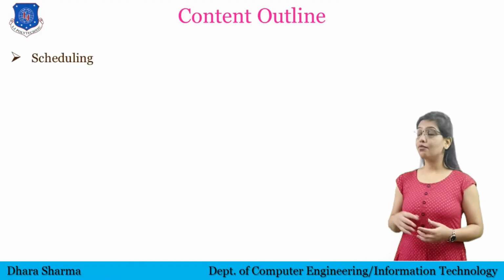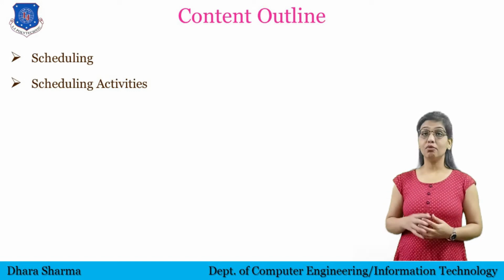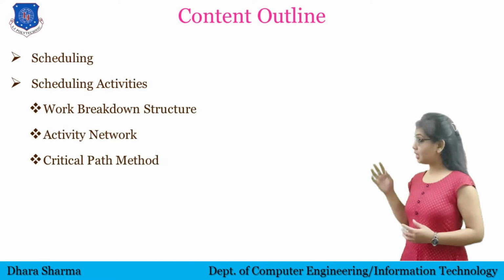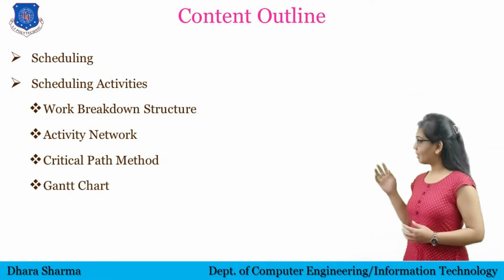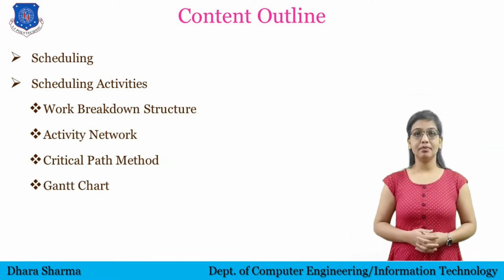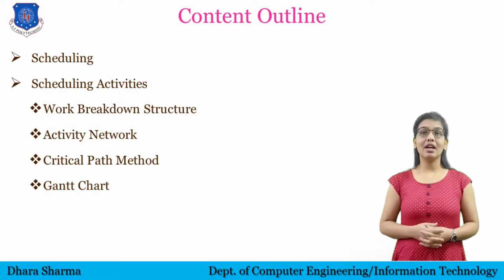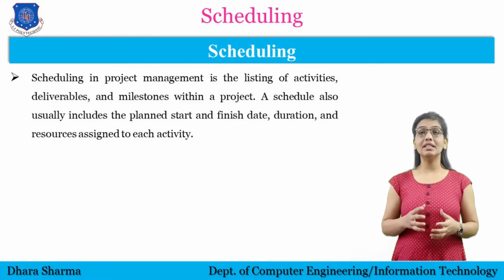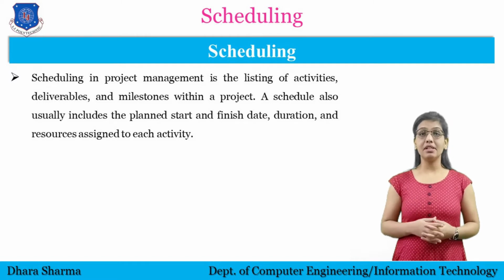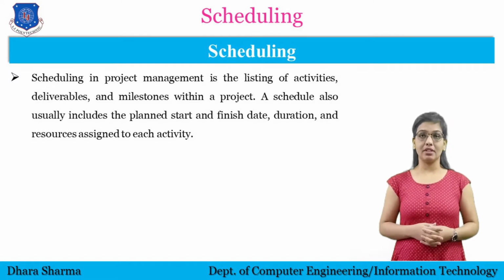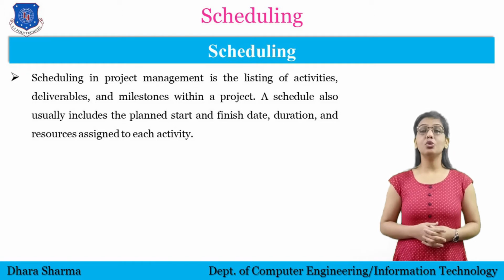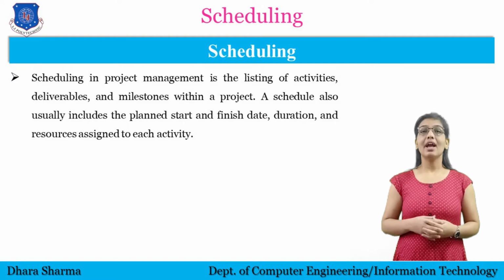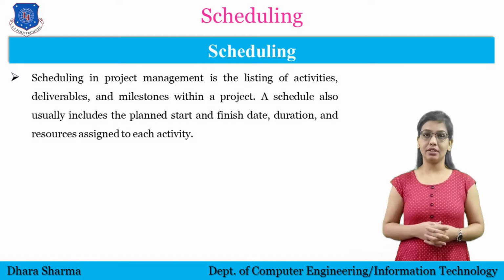Then we will see different scheduling activities like work breakdown structure, then activity network, then critical path method, and at last Gantt chart. So firstly, let's have an idea about the term scheduling. Scheduling in project management is the listing of activities, deliverables and milestones within a project. A schedule also usually includes the planned start and finish date, duration and resources assigned to each activity.